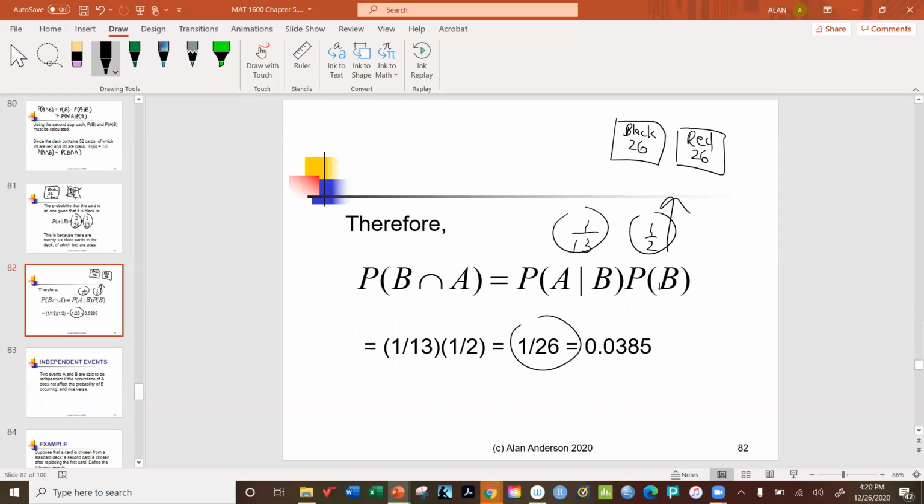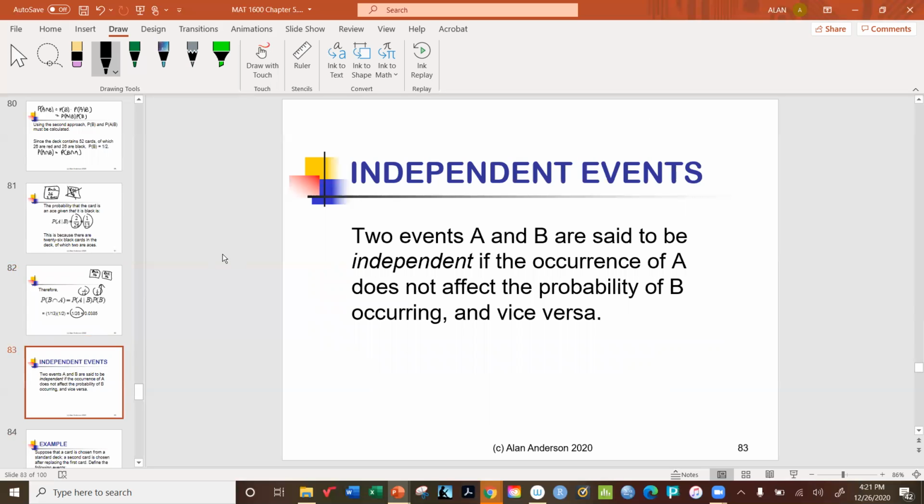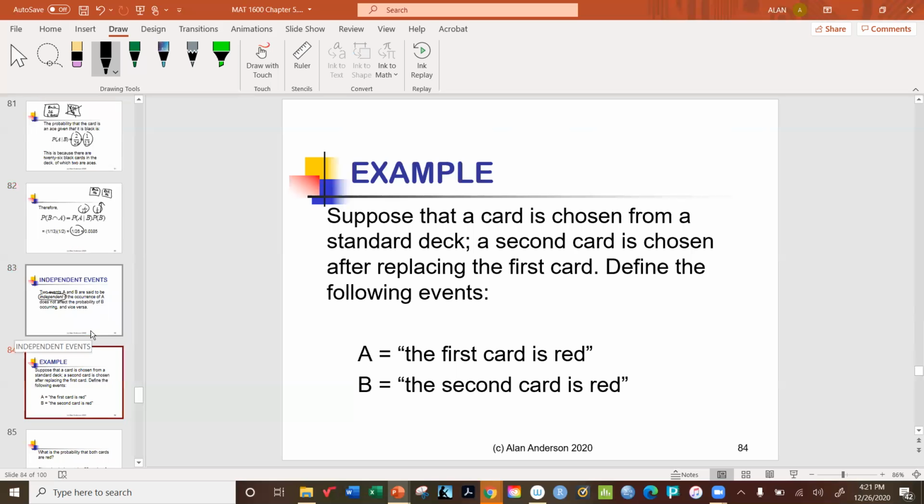All right, now you'll recall that when we were looking at the addition rule, there was a special case when we were able to simplify it a little bit. That was when the two events, A and B, are mutually exclusive. Here we're introducing a different concept. It's possible for two events to be what is called independent. And basically what that means in English is that the occurrence of A does not affect the probability of B, and vice versa. So you could imagine a lot of examples of when this would be true.